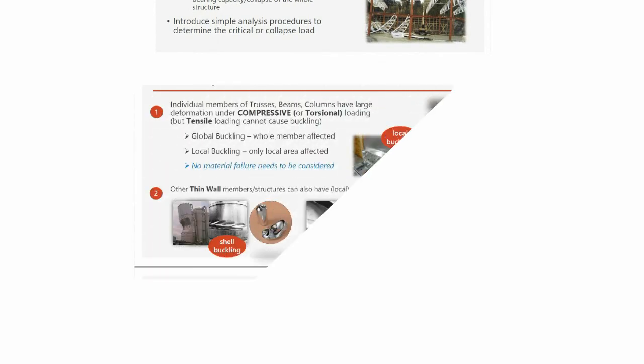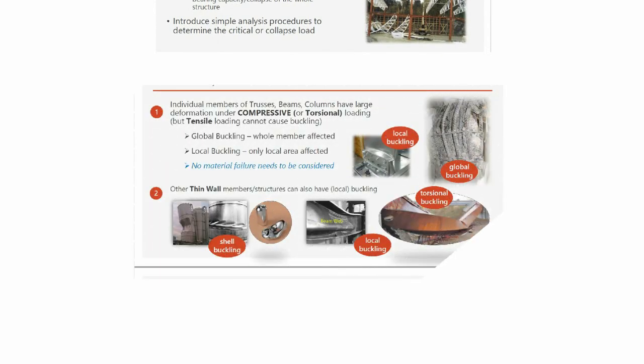Part I, Stability. Failure mechanism, buckling. Individual members of trusses, beams, and columns have large deformation under compressive or torsional loading, but tensile loading cannot cause buckling. Global buckling, whole member affected. Local buckling, only local area affected. No material failure needs to be considered.